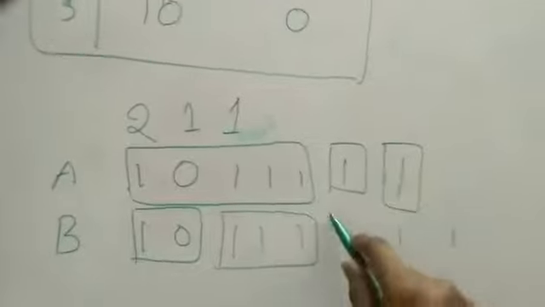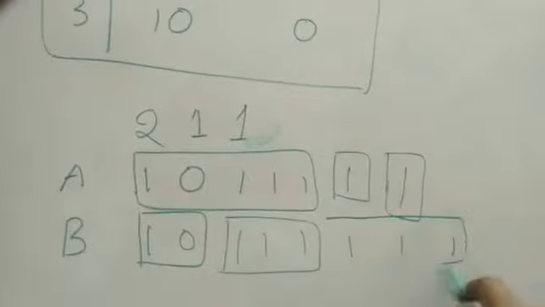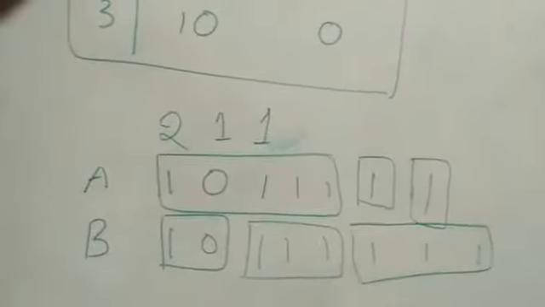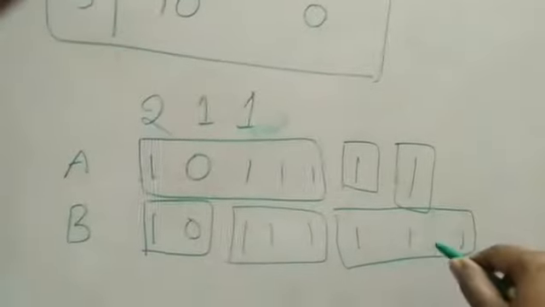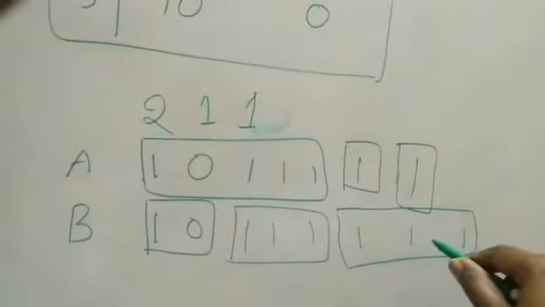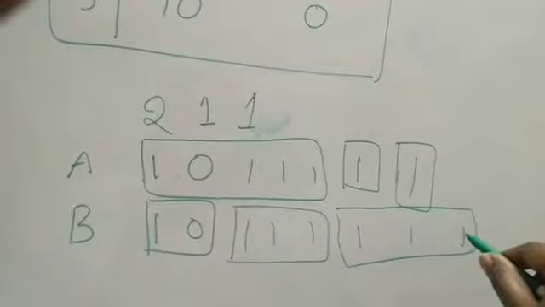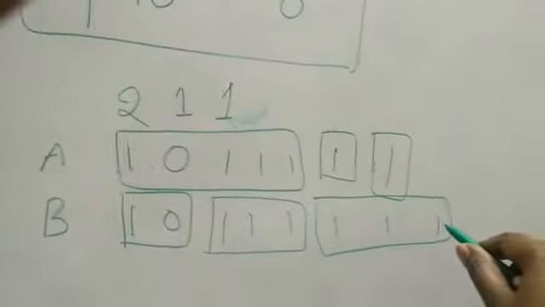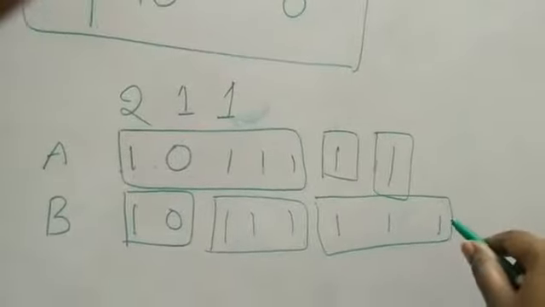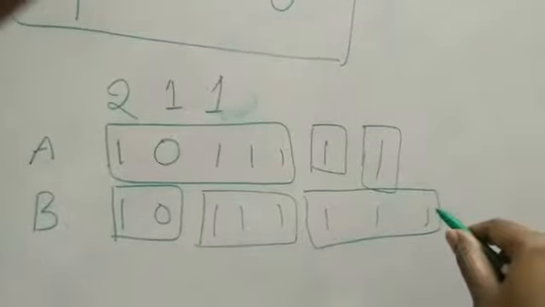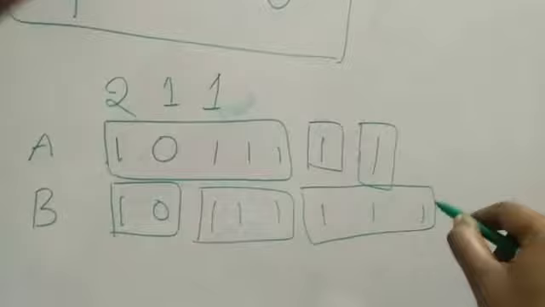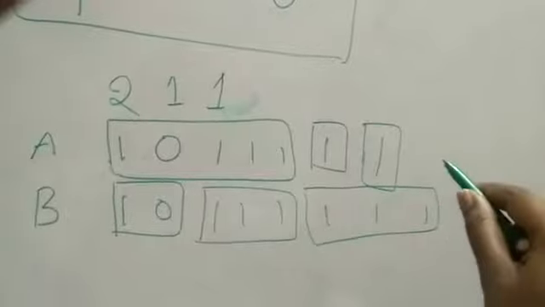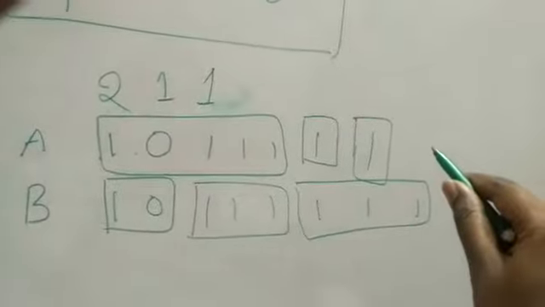So 1 1 and 1. These two are matched, and one more 1 is here. In B, there is one more extra 1. So we have to find some element which is matched with B, and we have to find that element in A.